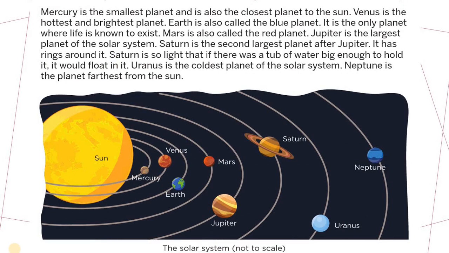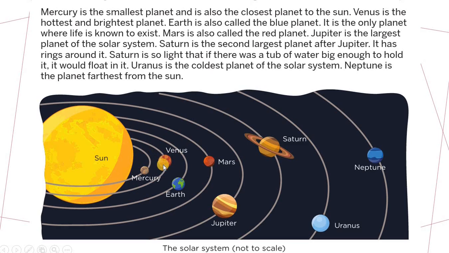Okay, now you can see all your planets in relation to the sun. Mercury is the smallest planet and is also the closest planet to the sun. So you can see Mercury is the smallest and is the closest one to the sun.